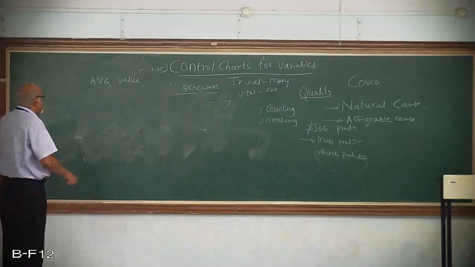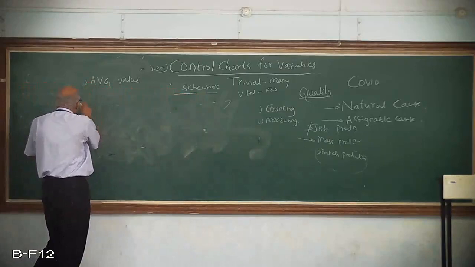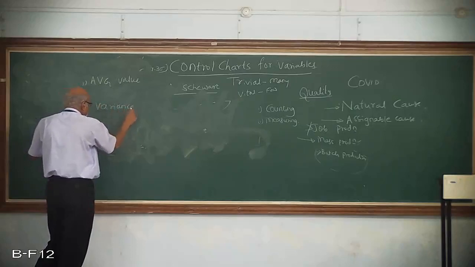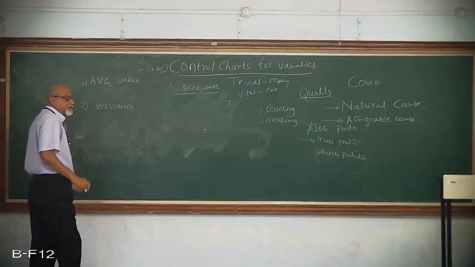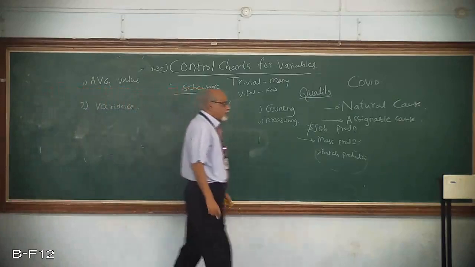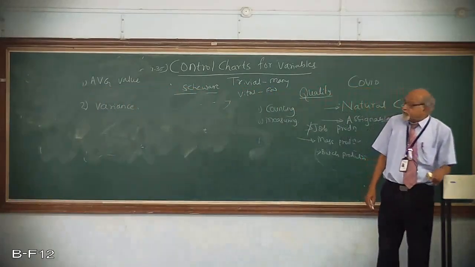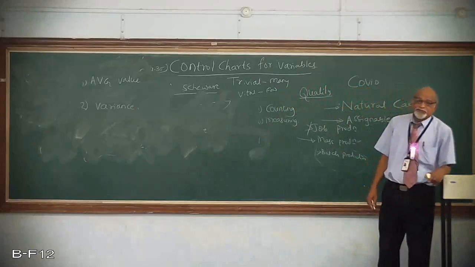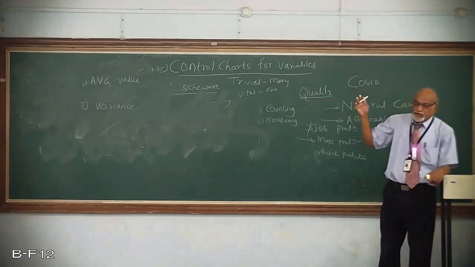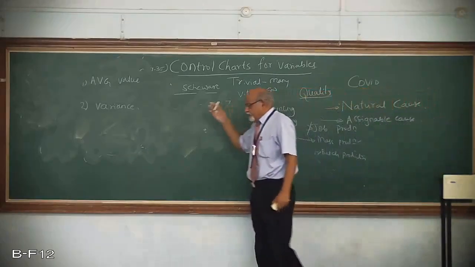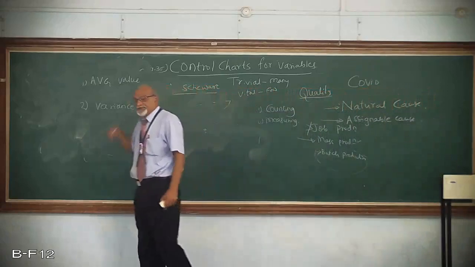Okay? Giving average value. Second thing is variance. Okay? Now, how are these things measured? How are these things found out? That is what we have to see. Because any of the information, collected information, or any numbers we collect.